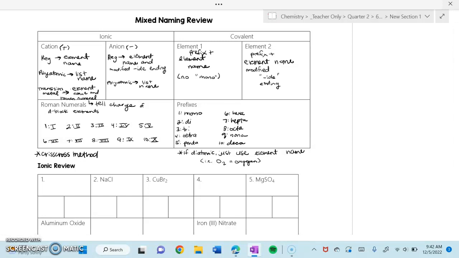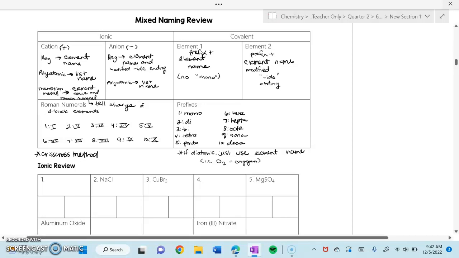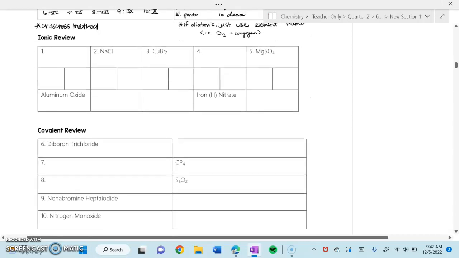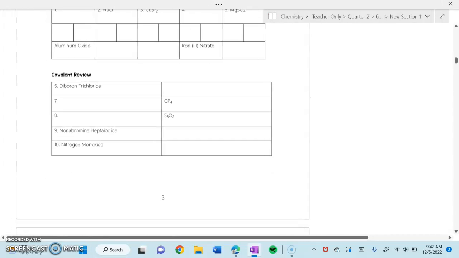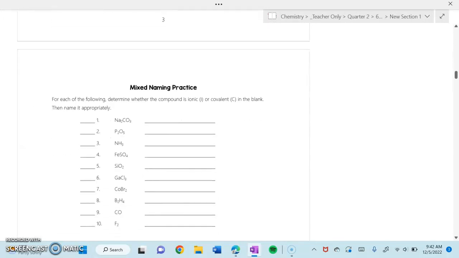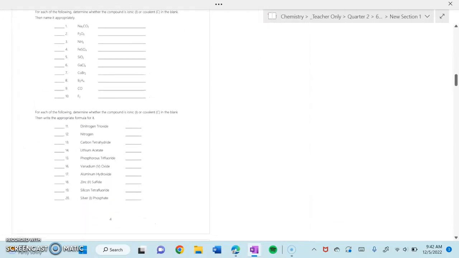For covalent compounds, we do not use the crisscross method. We just look at the prefix, match it up to how many, and use the periodic table to write the element names. Ionic is the only one that uses the crisscross method, and covalent is the only one that uses prefixes. So we have some review naming for you to do on your own, and then some practice.